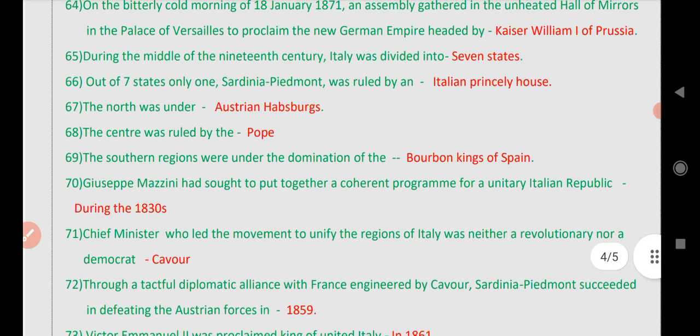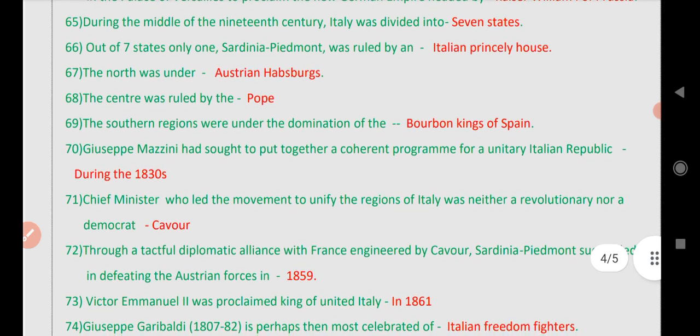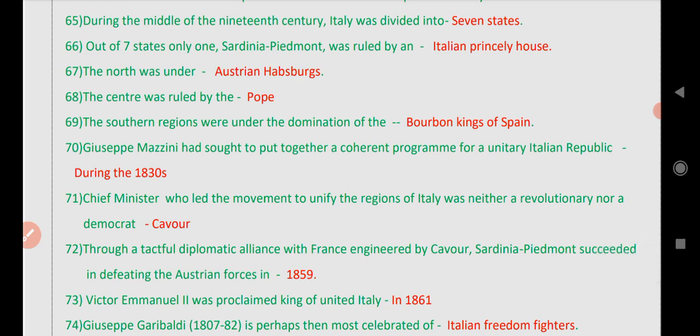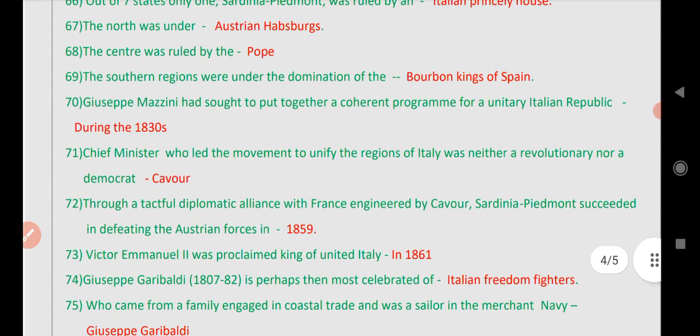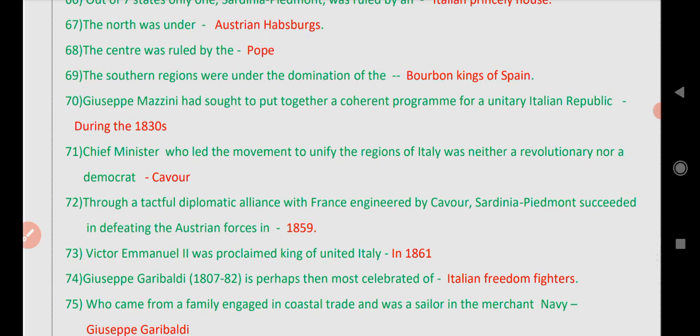During the middle of the 19th century, Italy was divided into 7 states. Out of the 7 states, only one, Sardinia-Piedmont, was ruled by an Italian princely house. The north was under Austrian Habsburgs. The center was ruled by the Pope. The southern regions were under the domination of the Bourbon King of Spain.